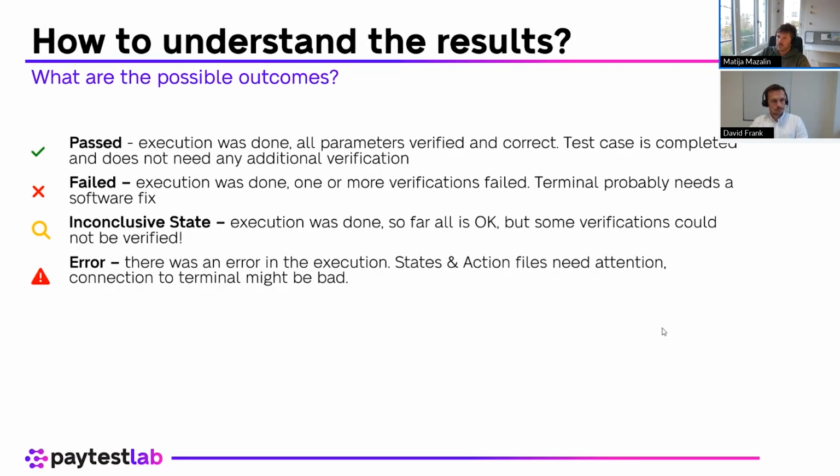Then we have the third one, and this one is a very important one. It's the inconclusive state. So execution was done. It looks like everything is okay so far, but there are some verifications that could not be verified. What does this mean? A lot of test cases need host logs. So they need some logs that we cannot get, provide, or even feed back in. So it's out of our control. This means that everything we have done in that case is okay, but there could be something missing.